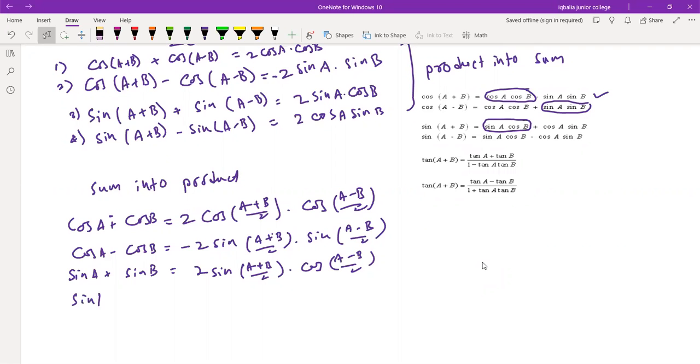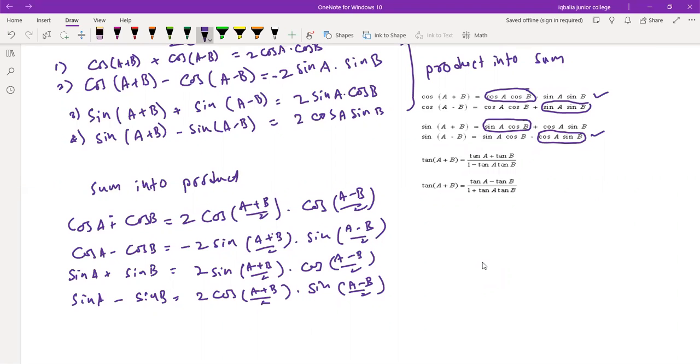And if I have sine A minus sine B, then I'm going to see this formula. Since minus is here, I'm going to take this combination. So our formula will be 2 cos (A plus B) by 2 into sine (A minus B) by 2.